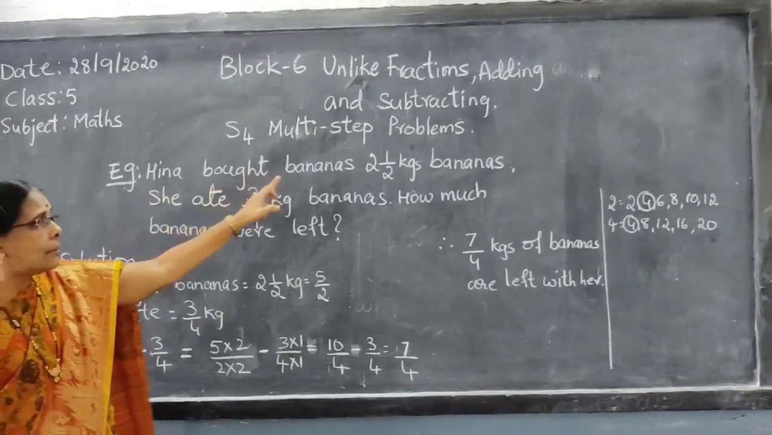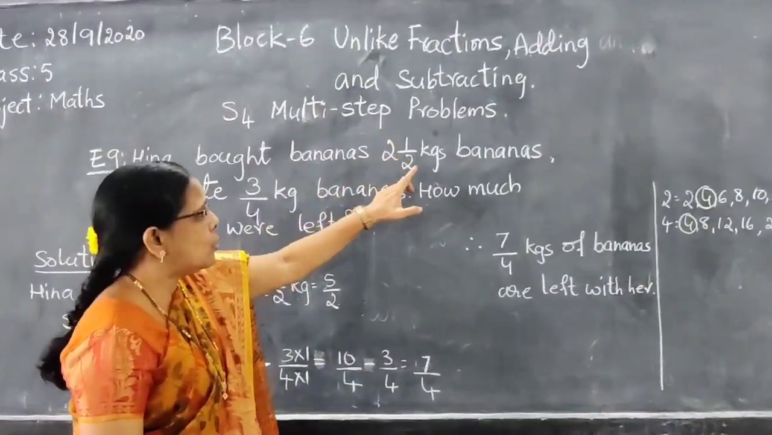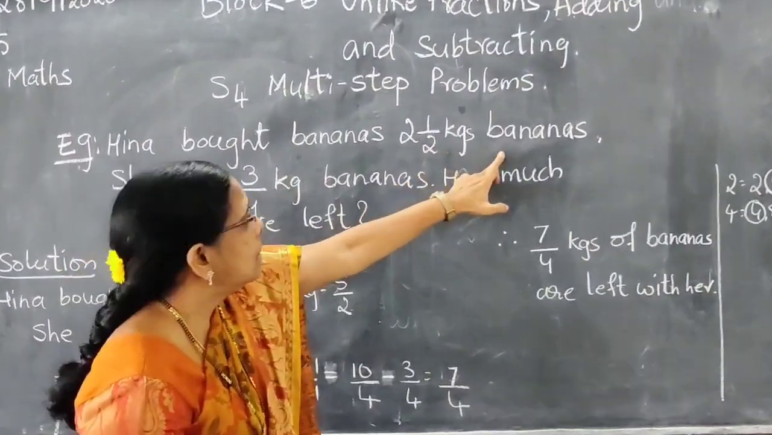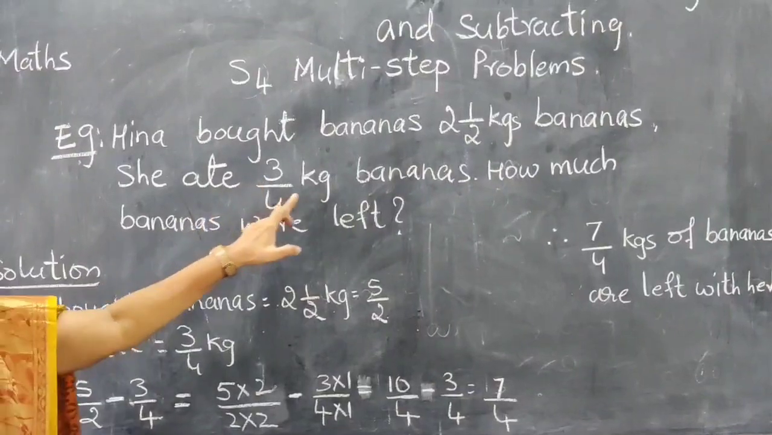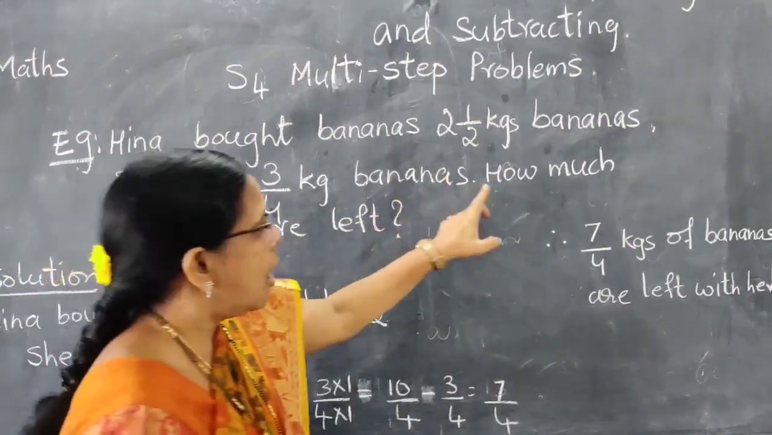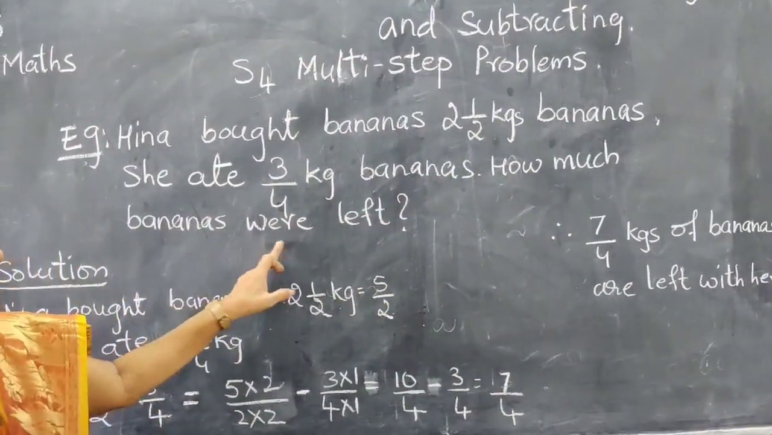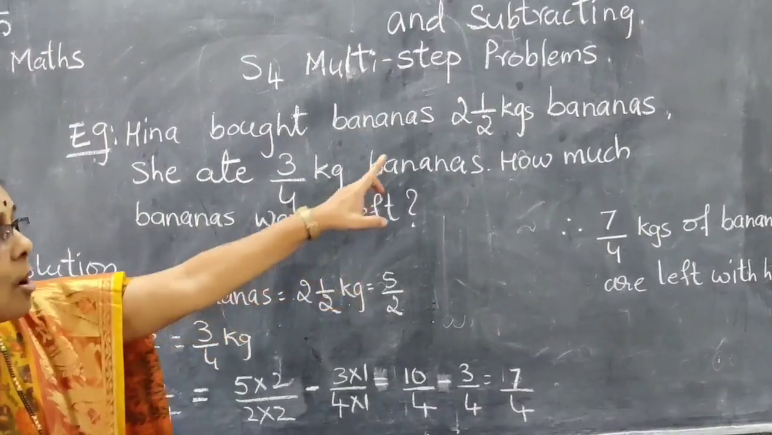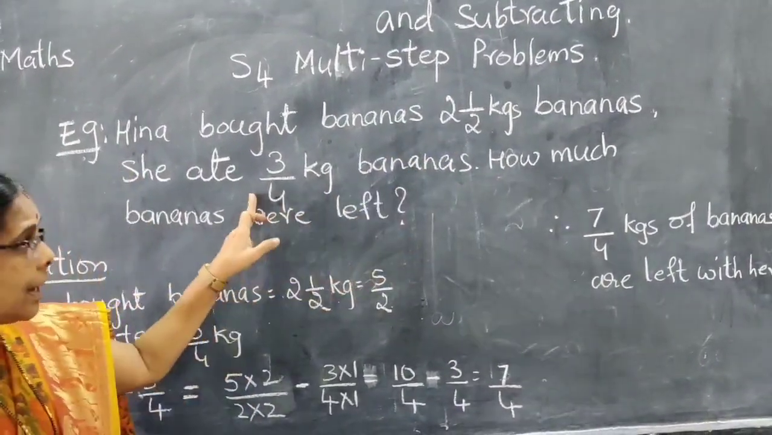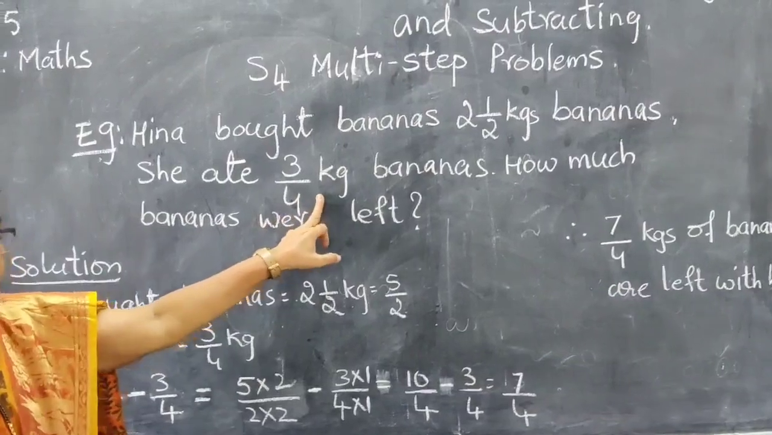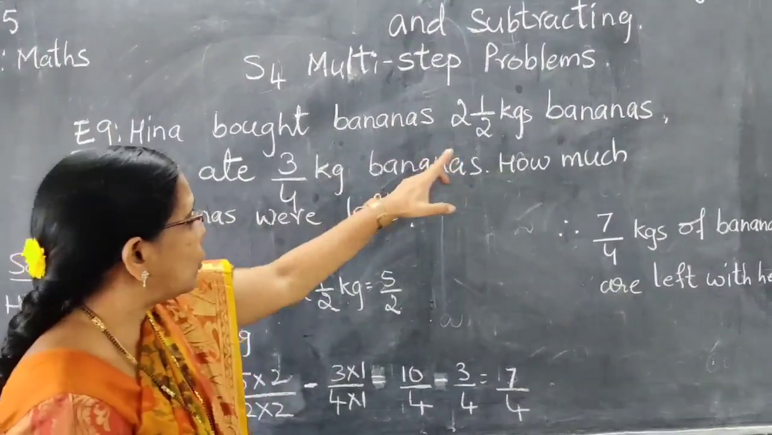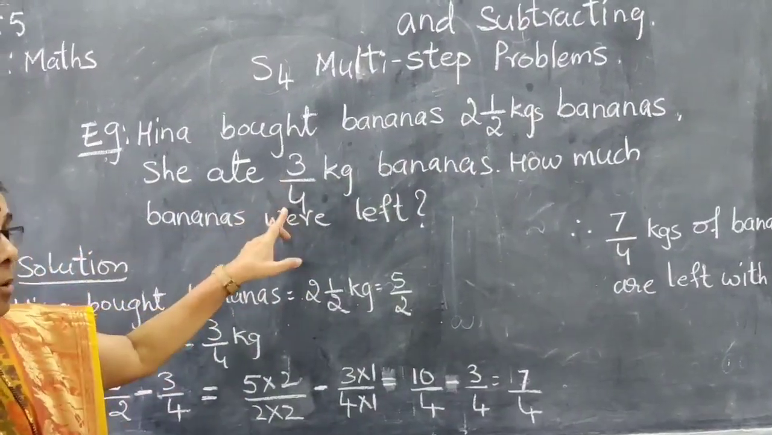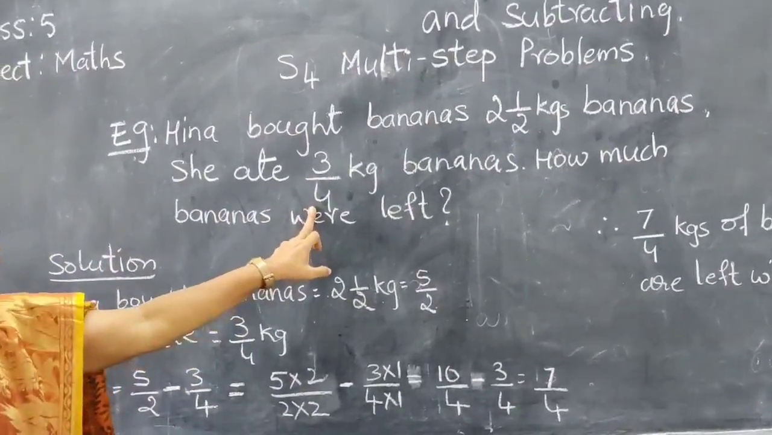Tina bought 1 1/2 kgs of bananas. She ate 3/4 kg of bananas. How much bananas were left? So she bought 1 1/2 kg of bananas. She ate 3/4 kgs. How will you find, children? In this you have to do 1 1/2 and subtract 3/4 kg. Then you get the answer.